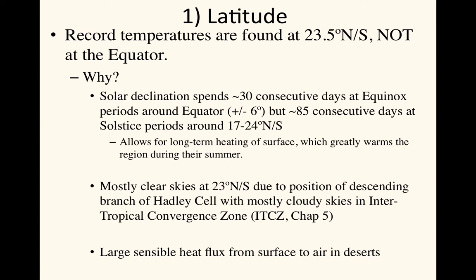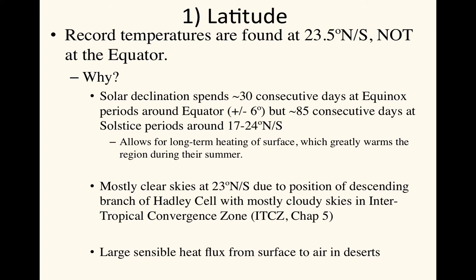Well, because the solar declination spends only about 30 consecutive days during the equinoxes crossing the equator from about 6 north to 6 south, but instead it slows down and turns around as it approaches 23.5 degrees north or south, which means it spends about 85 days consecutively during the solstice periods hanging around from 17 to 24 degrees north or south.